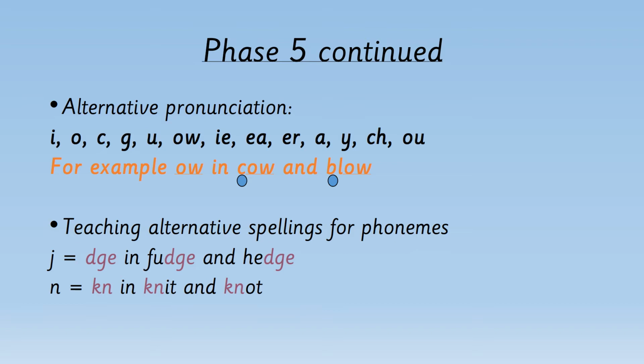So phase 5 continues with alternative pronunciation of graphemes. So for example, OW can be ow in cow and oh in the word blow. And we also teach alternative spellings for phonemes. So J can be spelled DGE in fudge and hedge, and N can be spelled KN with a silent K in words like knit and knot.